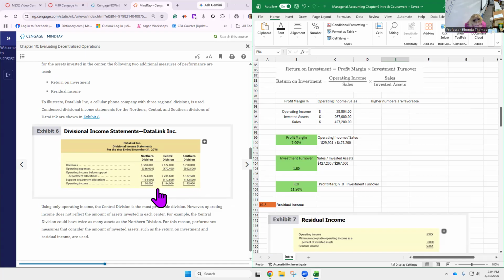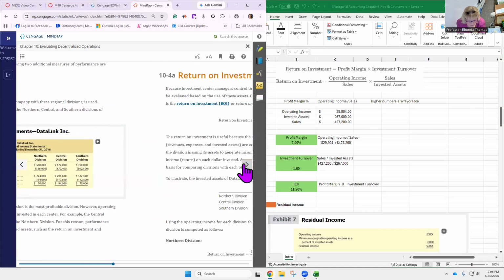so this is an income statement of 3 different divisions. For example, their operating income. Okay. And we could do these measures for each one of these, because there's operating expenses, there's revenue. The only thing we didn't have in this list is your invested assets here, but you could probably come up with that.